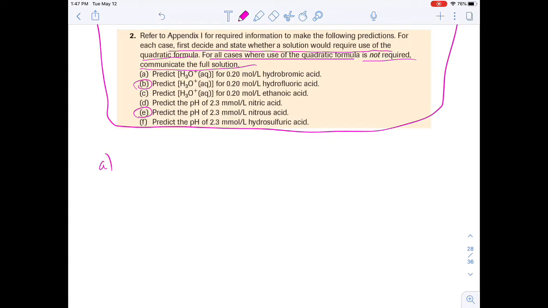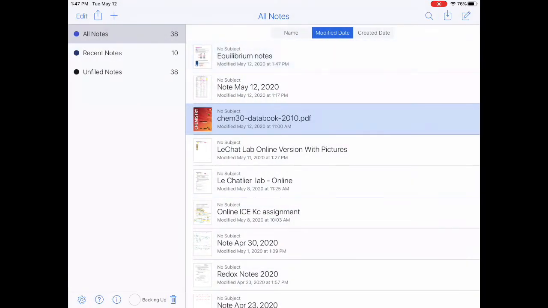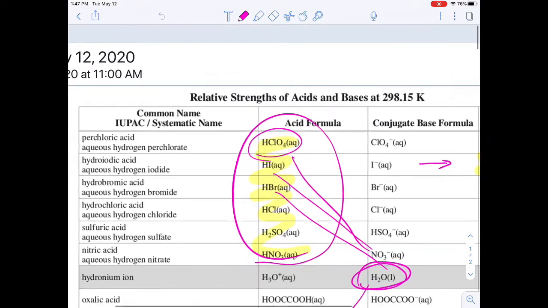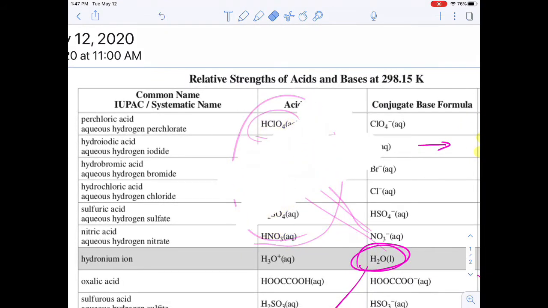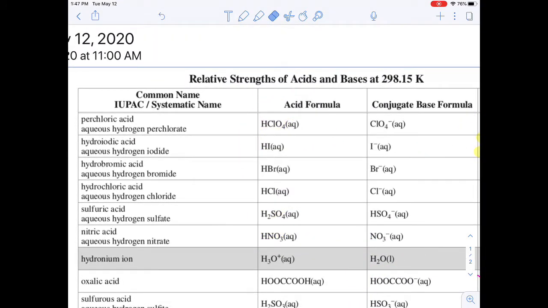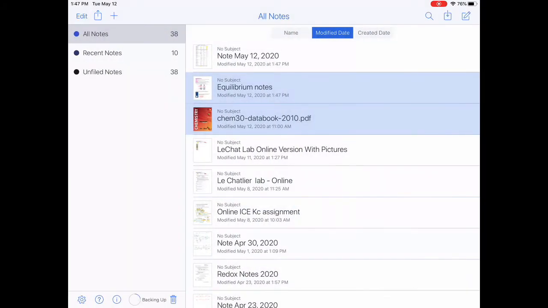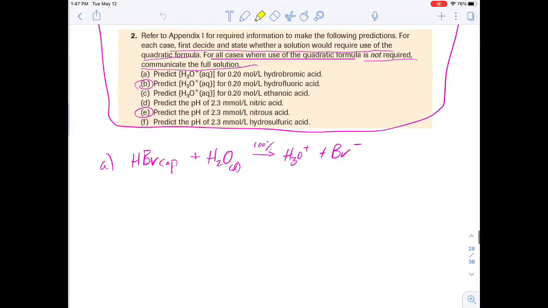For A, it's got hydrobromic acid. Hydrobromic acid is one of the strong acids. So when it reacts with water, 100% of it becomes hydronium and bromide. And I know that it's a strong acid because if I look in my data booklet, up here, hydrobromic acid is here. So 100% of that reaction is going to go forward.